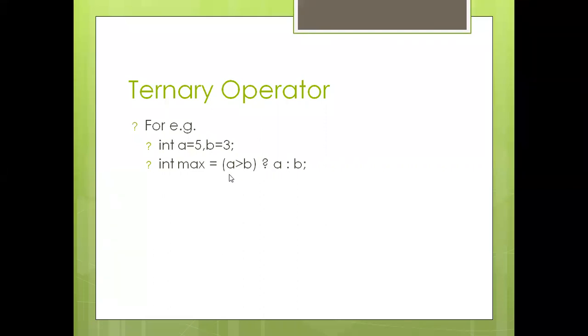Now see how it will manipulate. A greater than B. The value of A is 5 and the value of B is 3. So 5 greater than 3, the condition is true. Then this A is going to be returned. So now the value of max will be A, meaning 5. Obviously 5 is the maximum number between 5 and 3. Okay, understood?